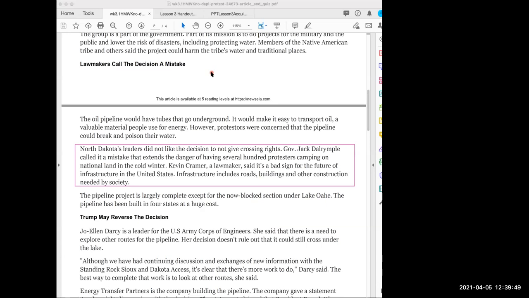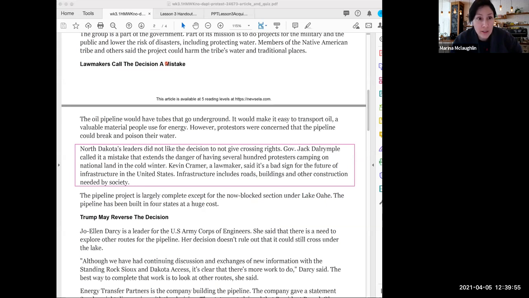Good job. Infrastructure includes roads, buildings, and other constructions needed by society. Excellent. So the leaders they are talking about are not the tribal leaders. They're talking about the other leaders, the leaders in government in the state, the US government leaders. So they weren't happy because they said this is bad for business, right? It's bad for infrastructure. Infrastructure, again, is roads, buildings, and other construction that society uses and needs. So any questions so far? No, you're good? Okay, let me go to the next slide then.